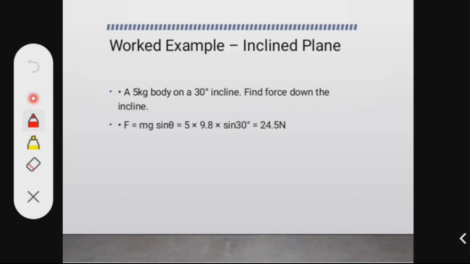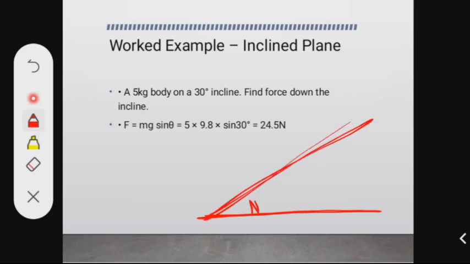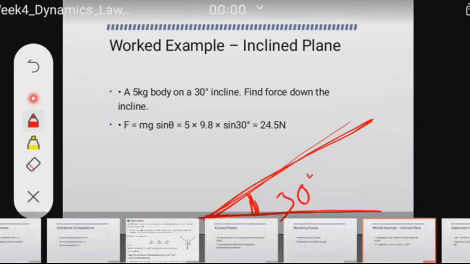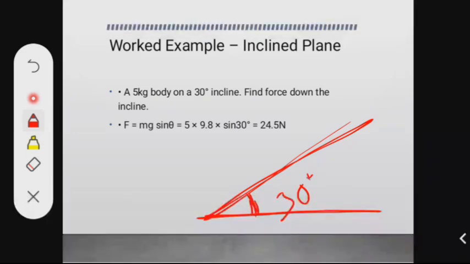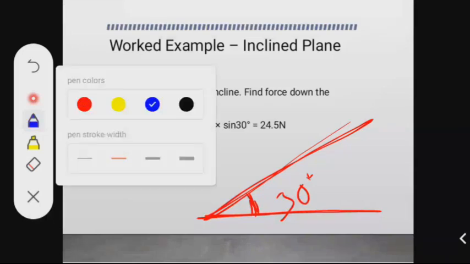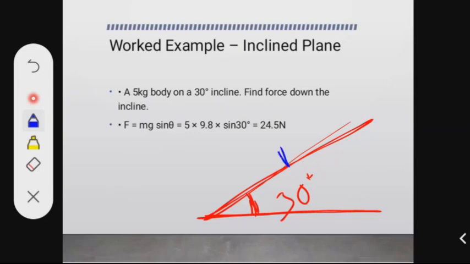Let me draw it here. So we have the inclined plane here. We have an angle here, 30 degrees. Then we have an object on top of this inclined plane. For this object to move down the inclined plane, it has to go down like this. If you look at the direction of this force, it is parallel to the same direction as this inclined plane. So because it's parallel, we already know it is the formula for parallel movement that we're going to use.